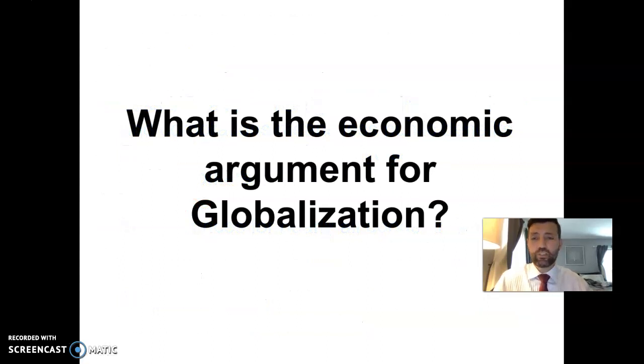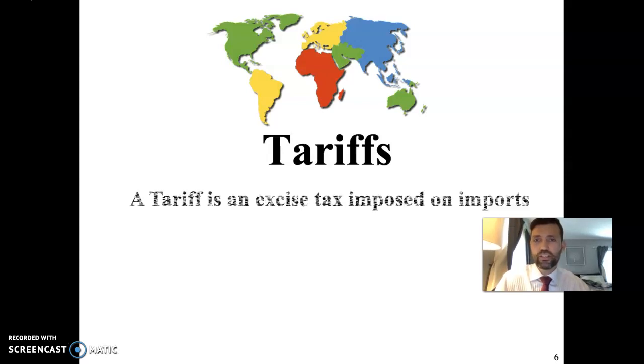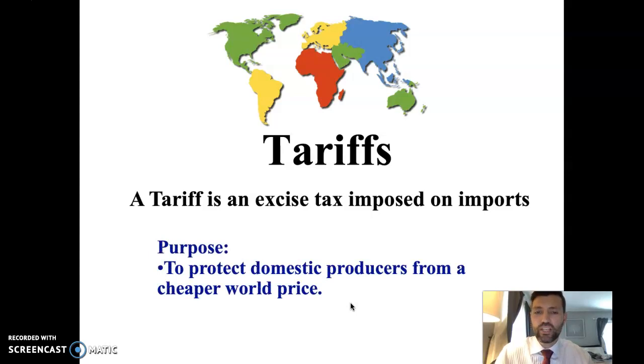So the economic argument for globalization we can see through the analysis of tariffs. We've already talked about gains from trade. That's one part of the economic argument for globalization. Now we're going to talk about tariffs. A tariff is an excise tax, remember an excise tax is a per unit tax, which is imposed on anything that's imported into a country. The purpose of a tariff is to protect domestic producers from competition from around the world.